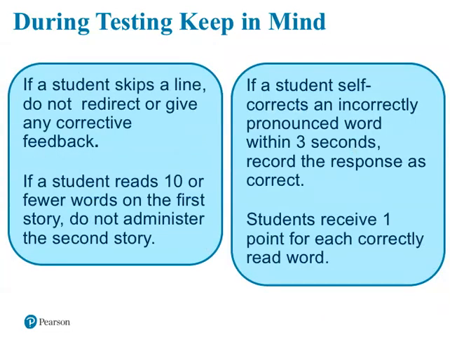Additional things: if a student skips a line, do not redirect or give any corrective feedback. This is different from many of the early literacy assessments. If a student reads 10 or fewer words in the first story, do not administer the second story. Click the pause icon in the upper right-hand corner and select Discontinue Form from the pop-up menu. The student's scores will reflect only the words read correctly on the first story. If a student self-corrects an incorrectly produced word within 3 seconds, record the response as correct. The student receives 1 point for each correctly read word.